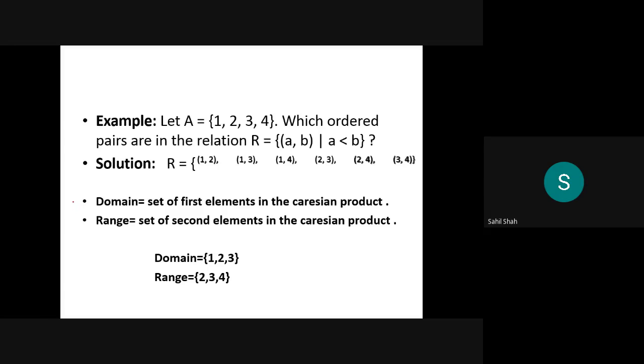Now, two concepts known as domain and range. These are applicable for binary relations only. What do you mean by domain? Domain is the set of all first elements.